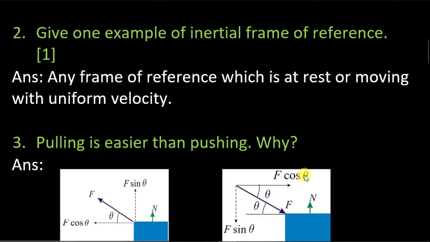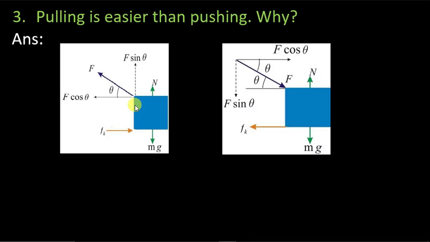So next question is, give one example of inertial frame of reference. Inertial frame of reference is the frame of reference in which Newton's laws of motion hold good. So an example is any frame of reference which is at rest or moving with uniform velocity, known as an inertial frame of reference. Pulling is easier than pushing.